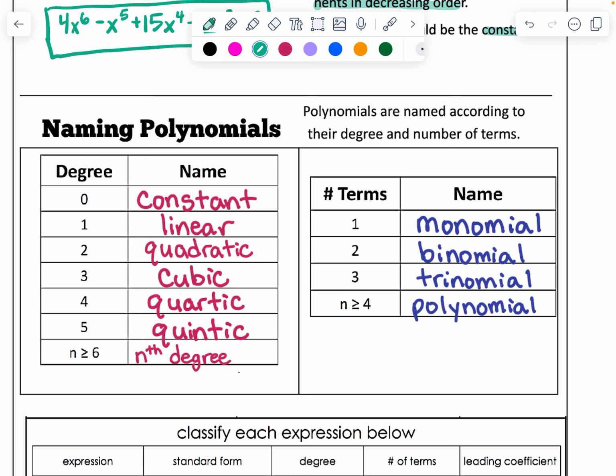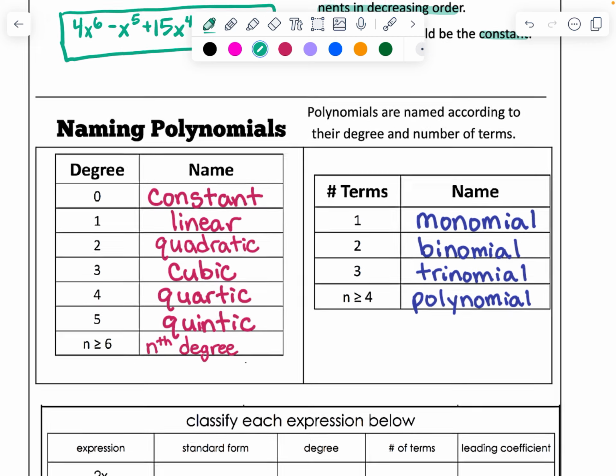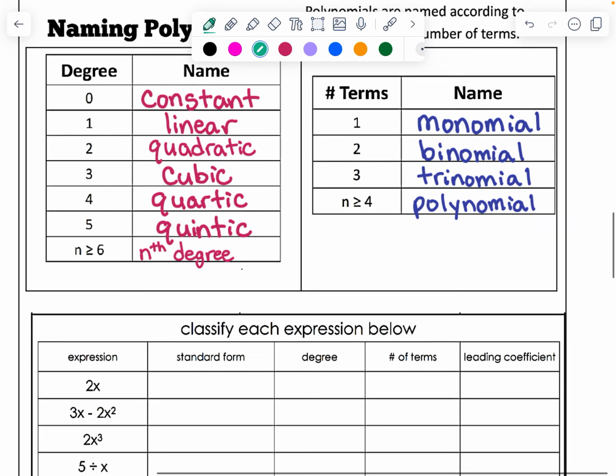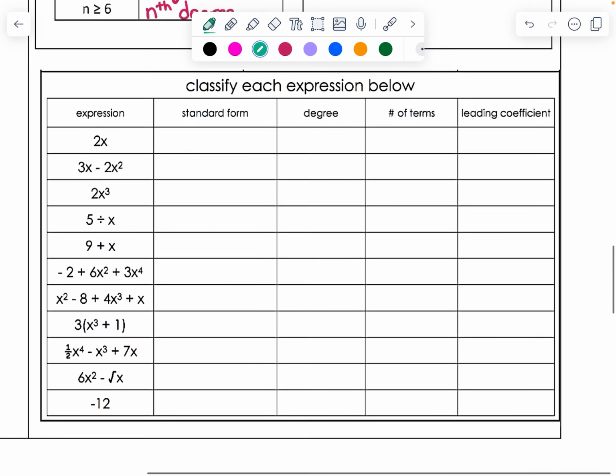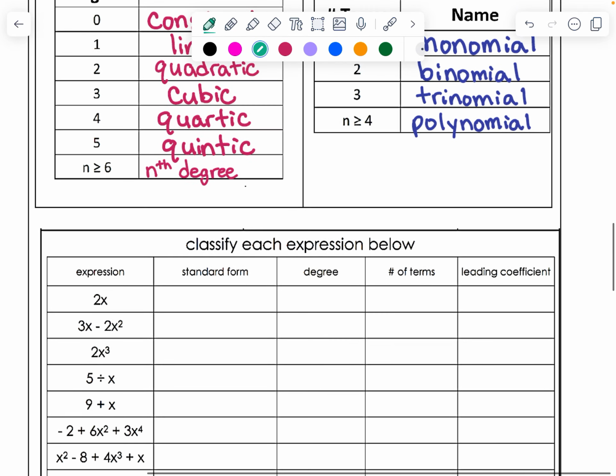The degrees have names as well. So let's see how we can classify these and put those names together. We're going to make a little chart here. For each expression, we're going to rewrite it if necessary into standard form, decide what the degree is, decide the number of terms, and what the leading coefficient is.